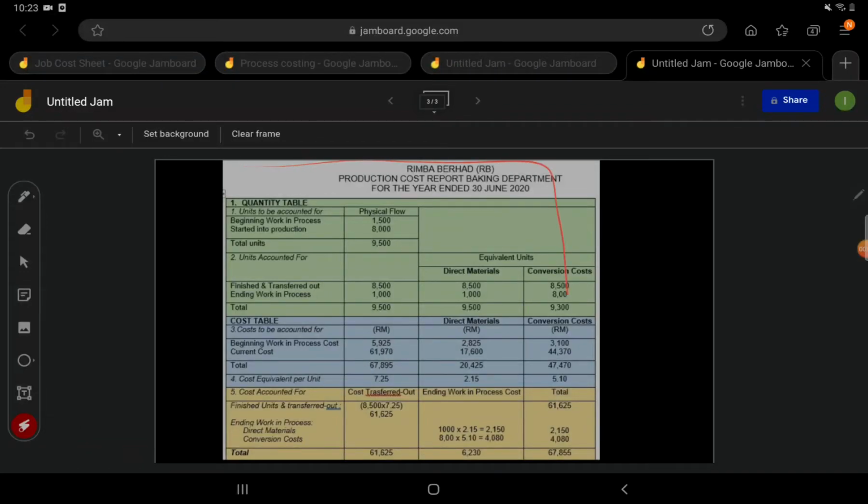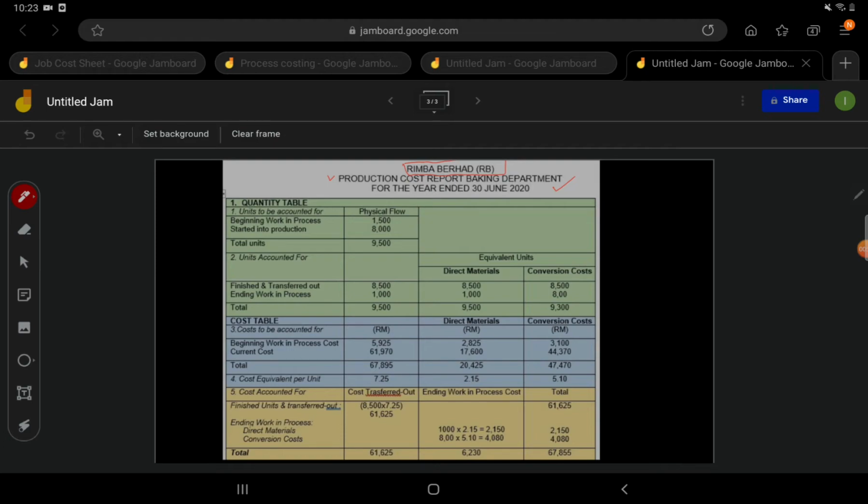And this is the example of production cost report. Okay. First, the title. Right? The title, the name of the company, Rimba Berhad, and then production cost report.